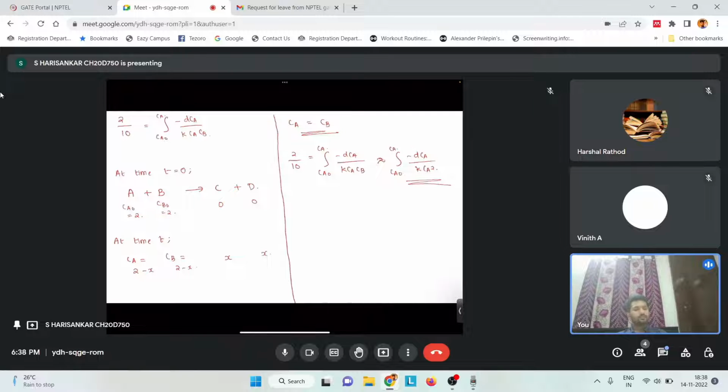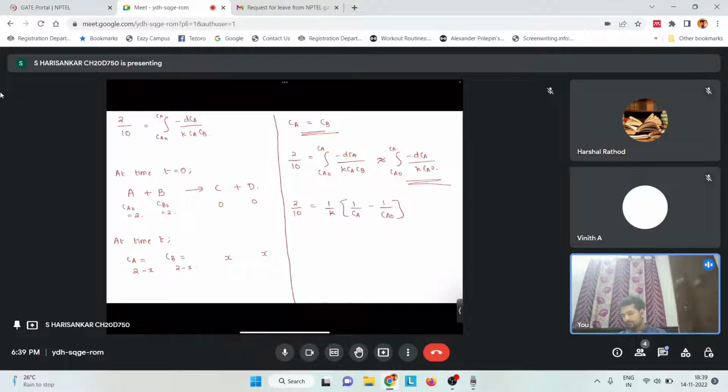So now we can proceed easily using direct integration itself. 2 by 10 will be equal to 1 by k. Integral of dCa by Ca square will be minus 1 by Ca, and applying the limits it will be 1 by k into 1 by Ca minus 1 by Ca0.